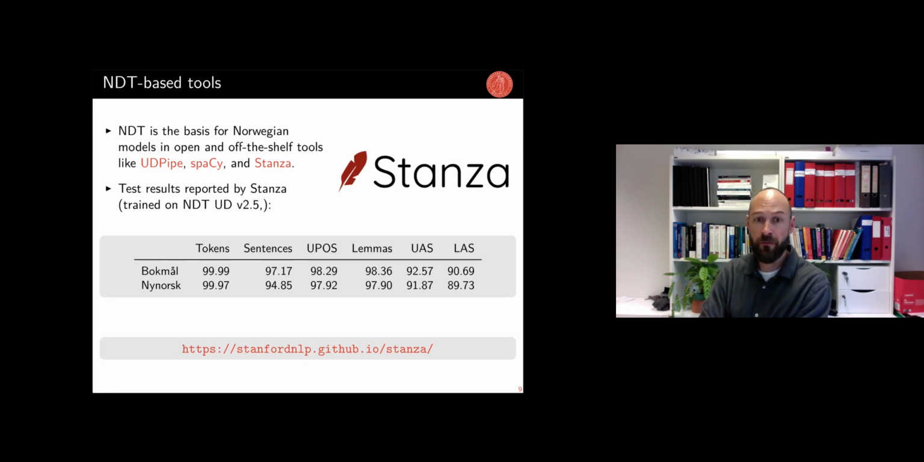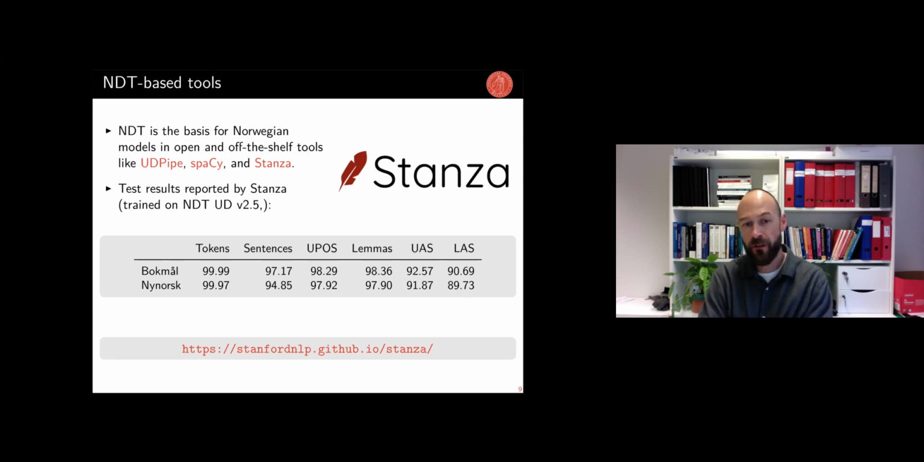And below are some test results that are reported by the Stanza tool, which at this point I think has the best performance for carrying out these tasks. So here we see results for both bokmål and nynorsk for basically all the tasks that I just mentioned. So tokens is for tokenization, sentences is for the sentence splitting, UPOS is for identifying the grammatical part of speech. And then there's the lemmatization, and UAS and LAS is for evaluating the identification of these dependency relations. It stands for unlabeled accuracy and labeled accuracy.